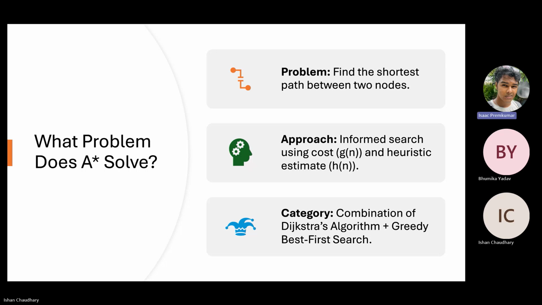So what is A-star algorithm? A-star algorithm is used to find the shortest path between two nodes, let's say a source node and a target node, and it uses informed search using cost and a heuristic estimate function. And it is basically a combination of Dijkstra's algorithm and greedy best first search.